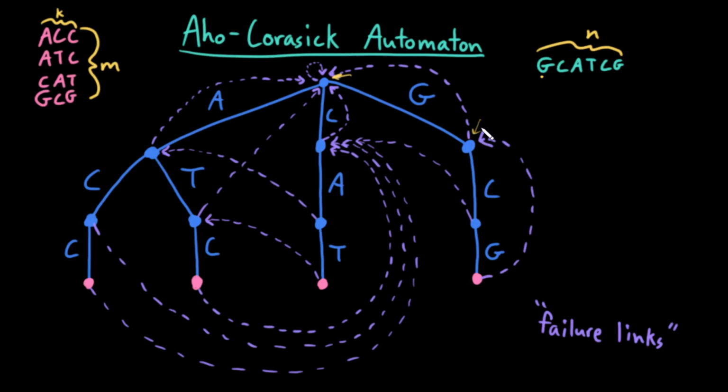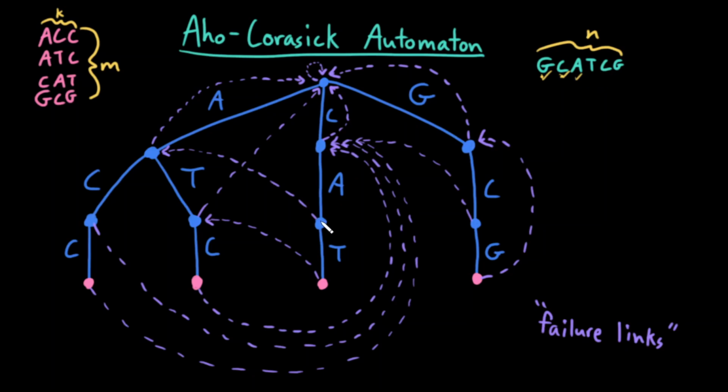Actually, that's going to get messy. I'm just going to use my pointer. So G, I traverse down here. Now I'm at this node. Okay, now C, I traverse down. Now I'm at this node. A, there is no A child. So let me follow my failure link and then try again. Oh, there is an A child. There we go. So now I'm at this node, and A is done.